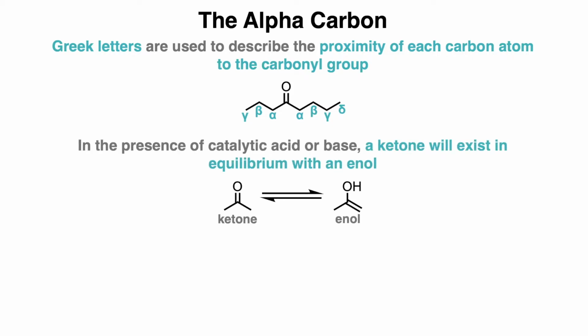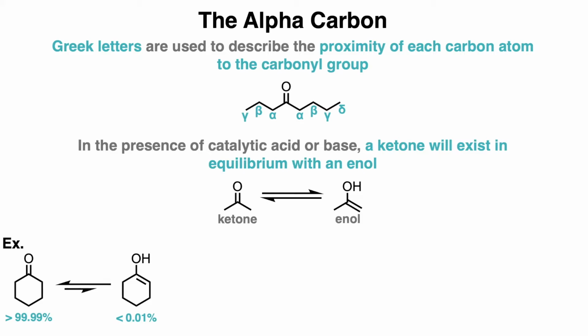In the presence of a catalytic amount of an acid or base, a ketone will exist in equilibrium with an enol, and this process is called tautomerization. Recall that tautomers are two rapidly interconverting constitutional isomers that only differ by the position of the proton and the double bond. In the first example, cyclohexanone exists in equilibrium with its tautomeric enol form, and in general, equilibrium typically favors the ketone over the enol.